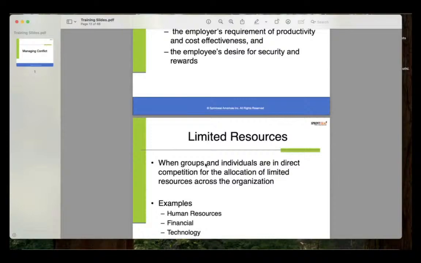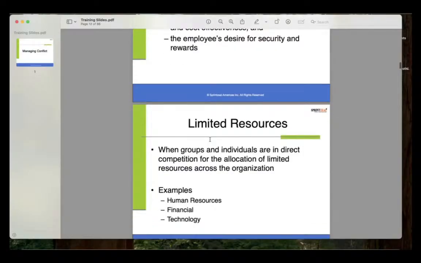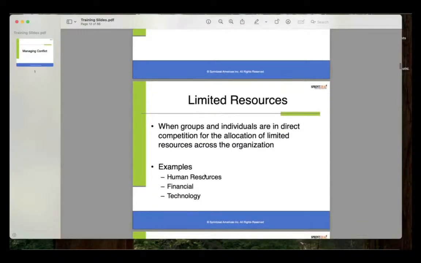Then the third one that I have told you is limited resources. This is a source of organizational conflict. What do we understand by this? It is when groups and individuals are in direct competition for the allocation of limited resources across the organization. There you can see some examples as well: human resources, financial, technology.